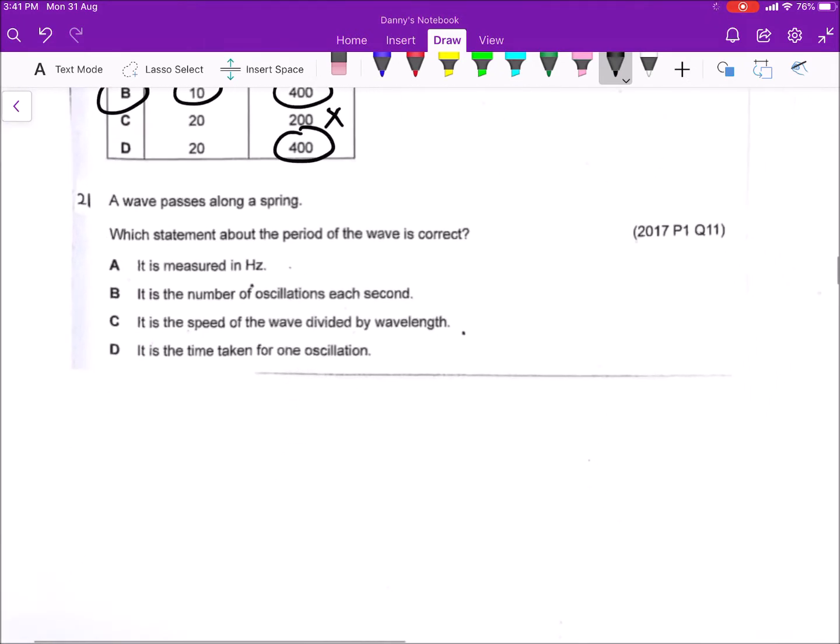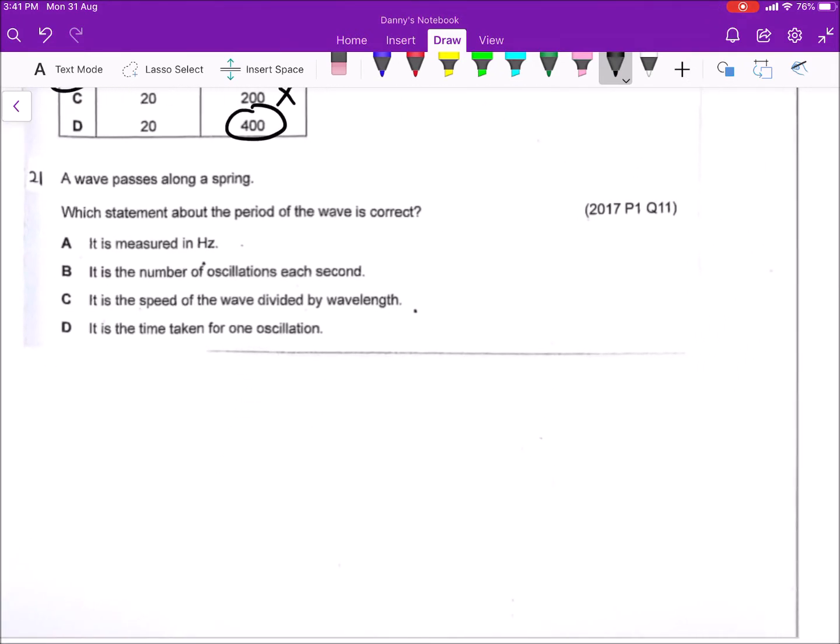Okay, question 21. A wave passes along a spring. Which statement is about the period? Can you recall what the meaning of period is? Period is the time.